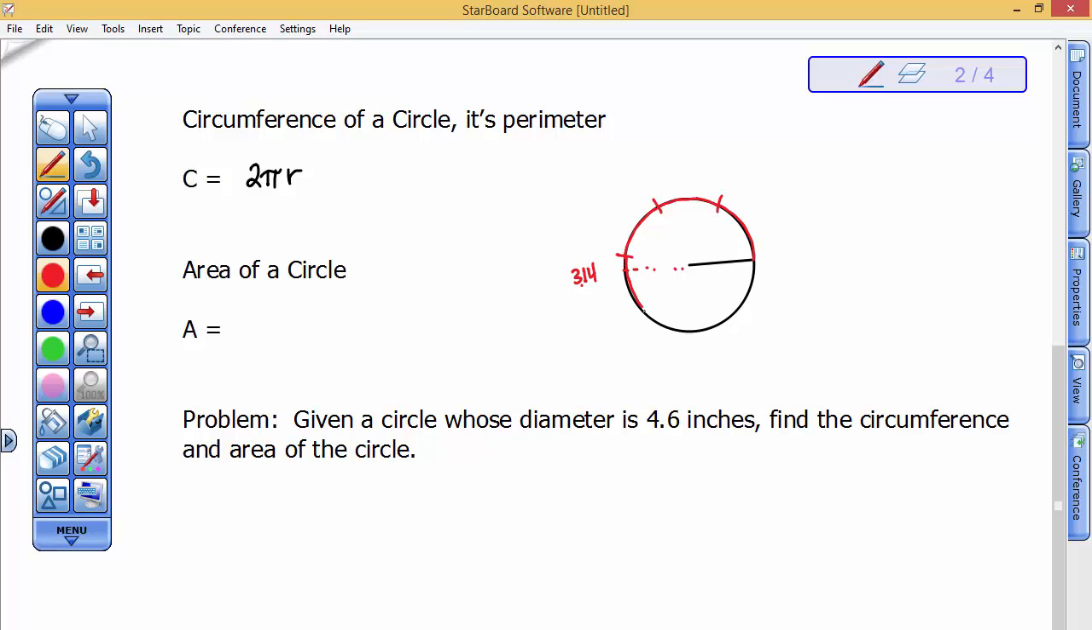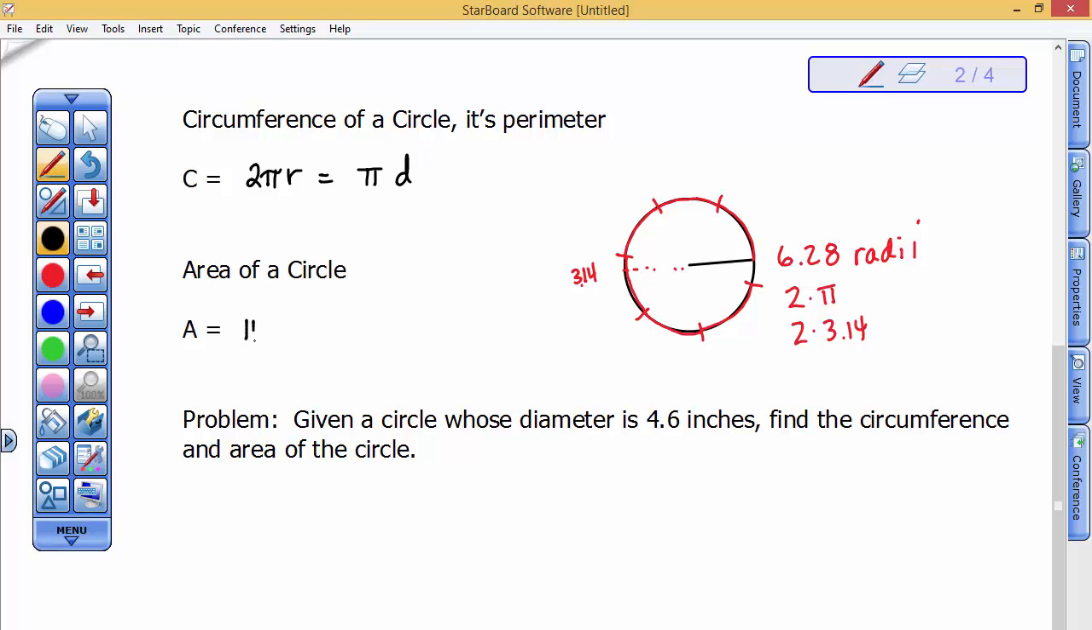A fourth time, a fifth time, a sixth time, and you get all the way around, you've laid 6.28 of the radii around the circumference of the circle, and 6.28 is 2 times the number pi, which is 3.14. So 2 times 3.14. That's where this formula comes from. Some people think of it as pi times d because 2r is d.